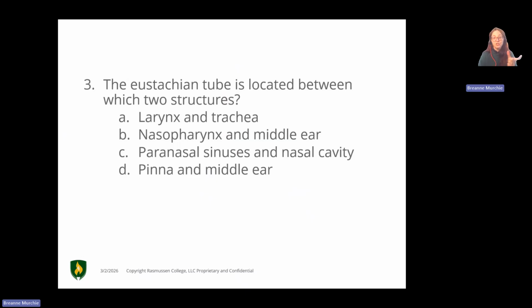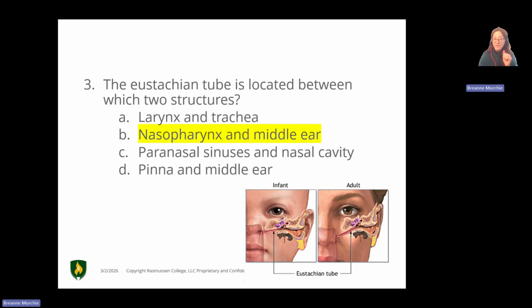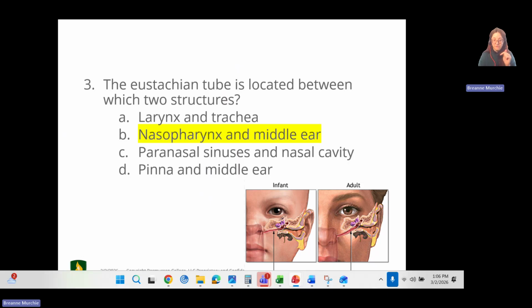Number 3, the eustachian tube is located between which two structures? That answer here is going to be B, the nasopharynx and the middle ear. You can see in this image that I've attached the actual infant and adult images. Now you can see sometimes why infants tend to get middle ear infections because their eustachian tube is a little bit more horizontal, whereas in an adult, it's about at like a 45-degree slope, so the middle ear can drain a little bit easier. So that's why little kids tend to get middle ear infections often.